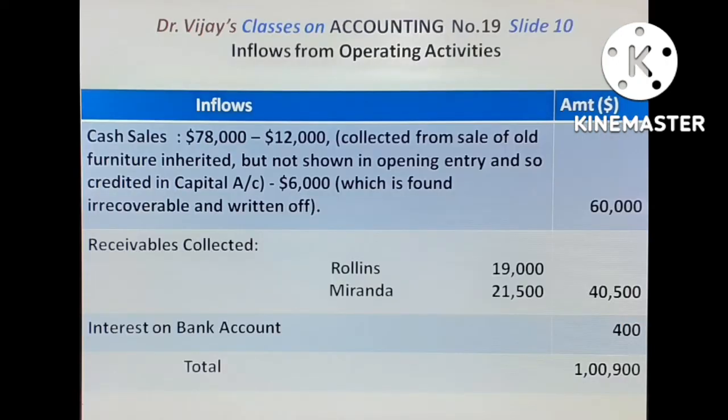Slide 10 shows inflows from operating activities. Collection from sales $78,000. Two items are to be deducted from that: $12,000 which is collection from sale of furniture and $6,000 which have become irrecoverable. As a result, collection from sales is $60,000. Now, receivables collected from Rollins $19,000 and from Miranda $21,500. That is total $40,500. Now, interest on bank account $400. The total collection from operating activities is 1,900,000.